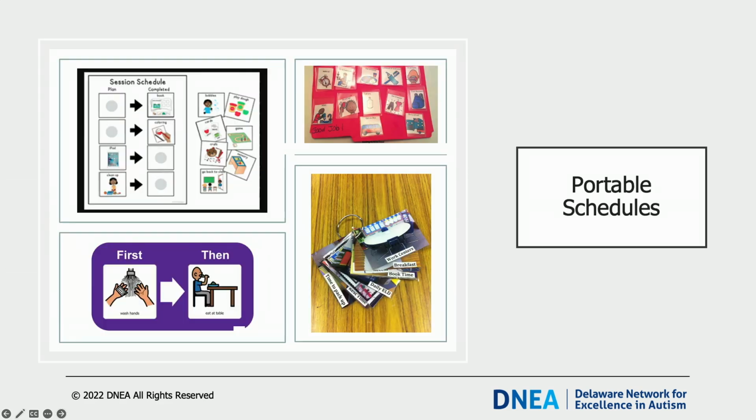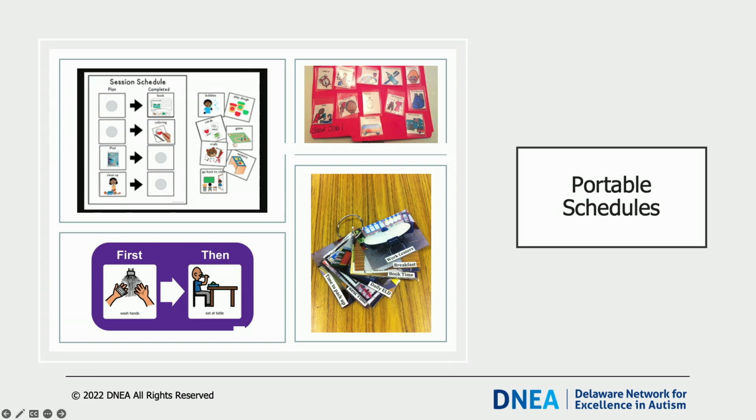Now let's look at a few different versions of schedules. Most of these could be used on the go, which is helpful, so we like to refer to these as portable schedules. Starting at the top left corner, you can see the left to right progression of what needs to be done and what is completed. This is a great way to present a schedule, as it provides the child with the opportunity to see what they have accomplished and what is left to complete.